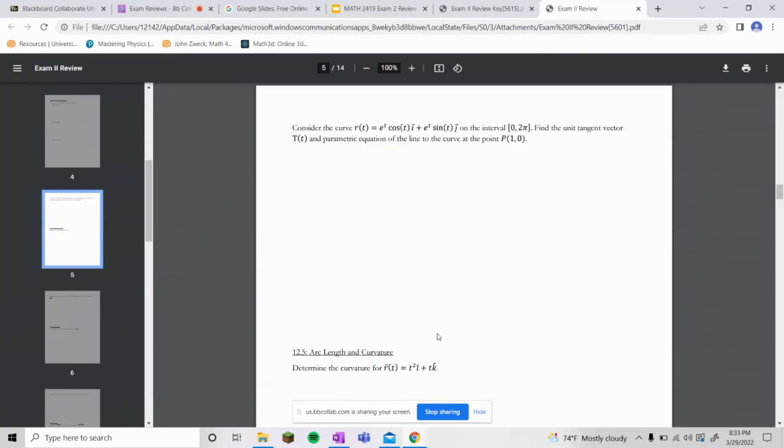Consider the curve on the interval. Find the unit tangent vector t and the parametric equation of the line to the curve at the point (1, 0). Okay. e^t cosine t, e^t sine t.